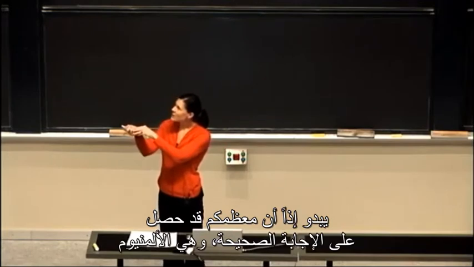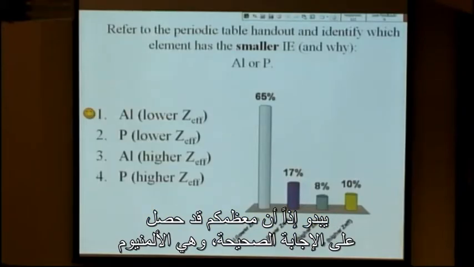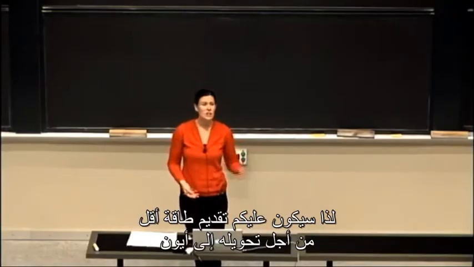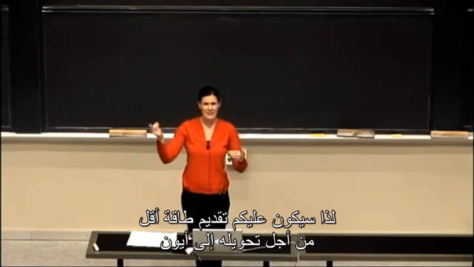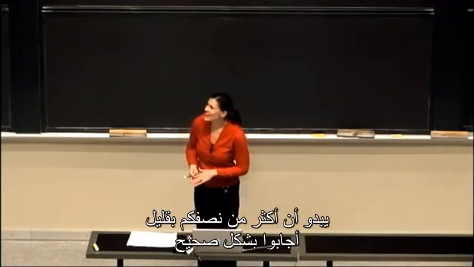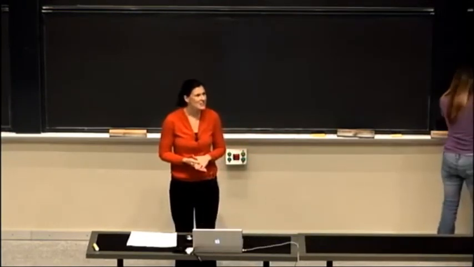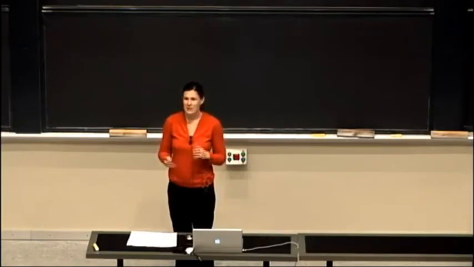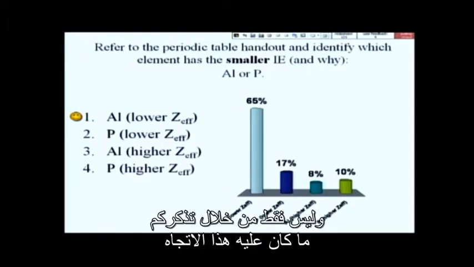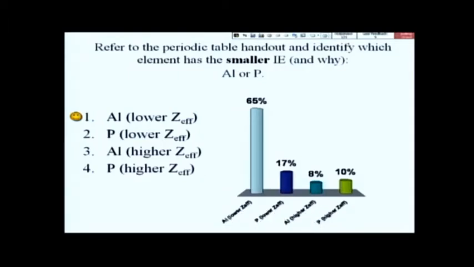So it turns out that the majority of you got the correct answer, which is aluminum. The reason it's aluminum is because aluminum has a lower Z effective, so it's not being pulled in as tightly by the nucleus, and if it's not being pulled in as tightly, you're going to have to put in less energy in order to ionize it. So that's why it's going to have the smaller ionization energy. It looks like not too many more than half of you got this correct, so make sure you can look at your periodic table and figure out how to think about ionization energy in terms of Z effective, not just in terms of memorizing what that trend is.